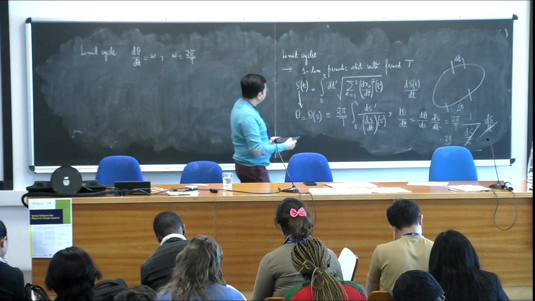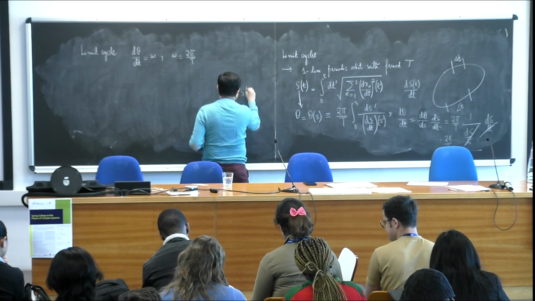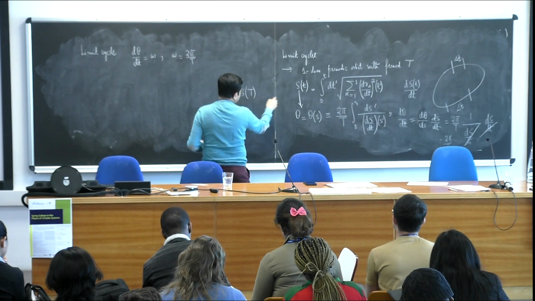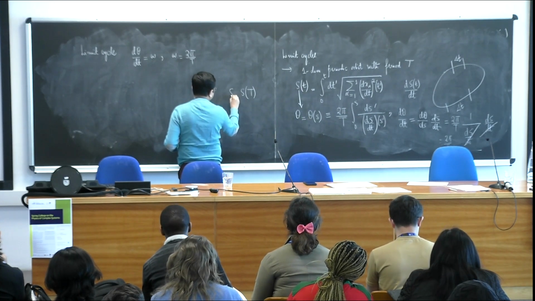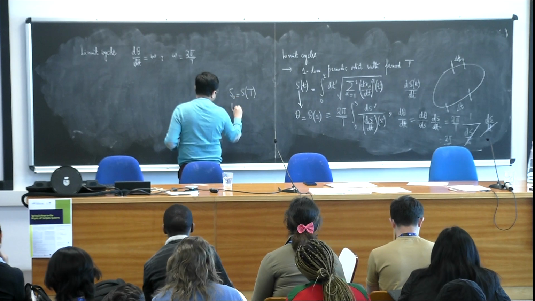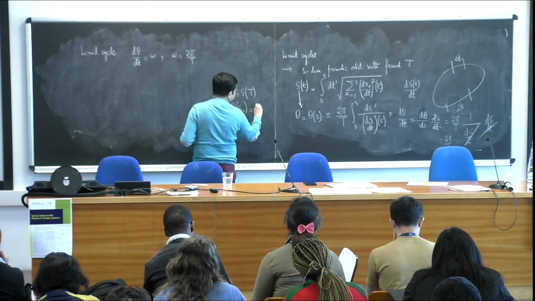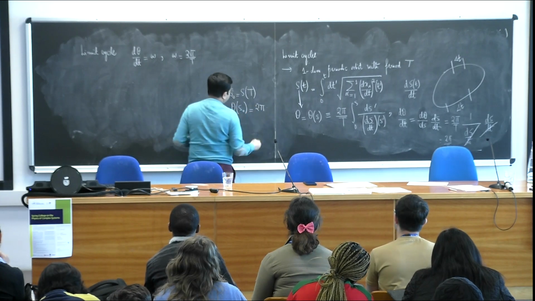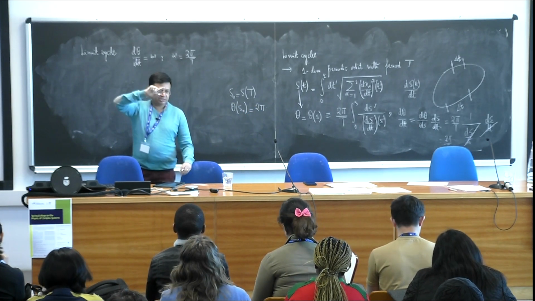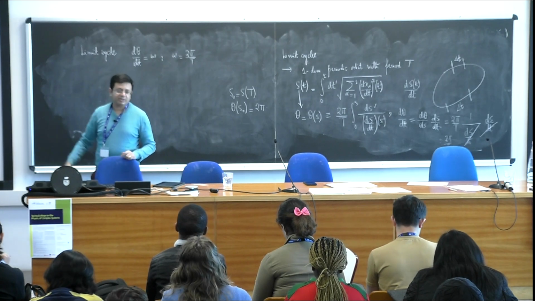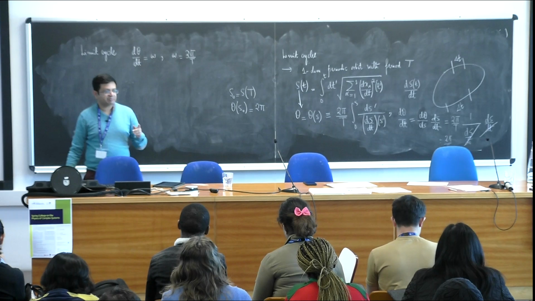One thing I forgot to mention, you can check that if S of t is the value that S takes after you have traversed a complete time period, so let me call it S of 0, then theta of T is equal to 2 pi. That also you can check quite easily. That is to say that when the trajectory completes one motion, one period, theta also increases by an amount 2 pi. So everything is perfect.